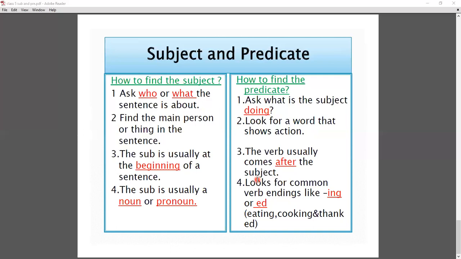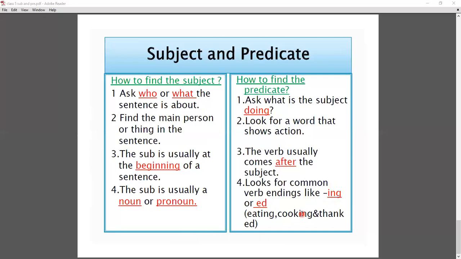And number fourth, look for common verb endings like ing or ed. हमको ये भी ध्यान में देना है कि जो भी verb है, जैसे for example eating, cooking, तो ing लगा है. Common verb endings होती है ing से, or ed, for example, thank, thanked. So here you notice thanked, blessed.